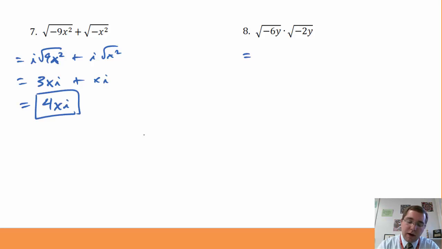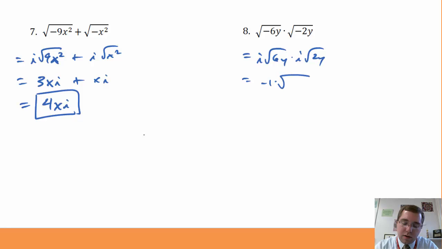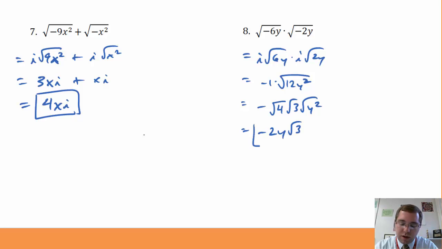Pretty cool. Number 8. Square root of negative 6y times the square root of negative 2y. Again, let's get rid of those negatives and make them i's. Square root of 6y, i times the square root of 6y times i times the square root of 2y. The i times the i becomes a negative 1 times the square root of 12y squared. Okay, so that's a negative square root of 4 times the square root of 3 times the square root of y squared. Square root of 4 is 2, square root of y squared is y, so negative 2y square root of 3.